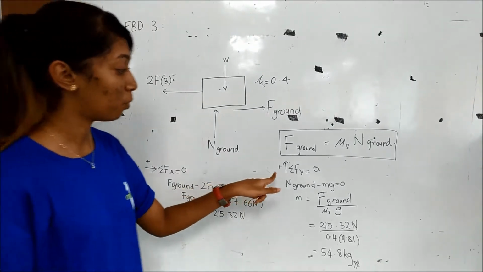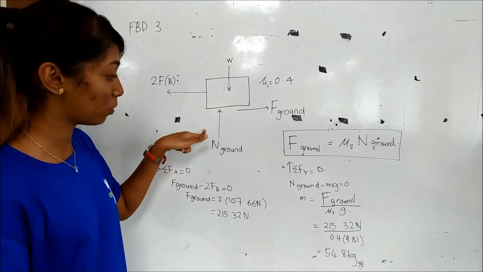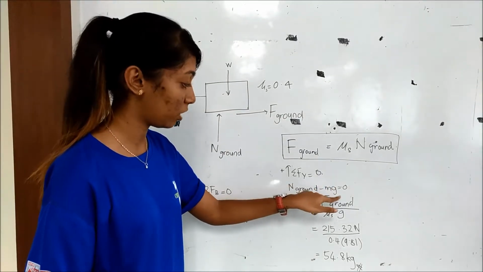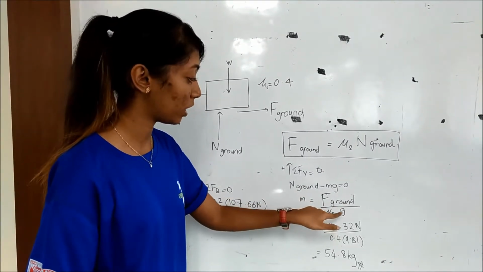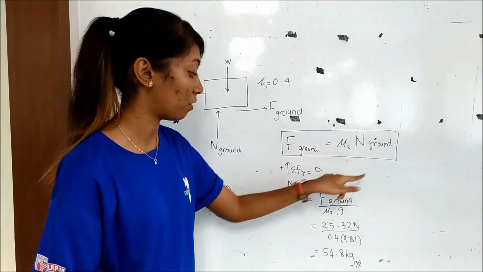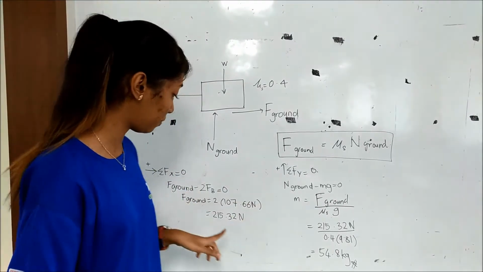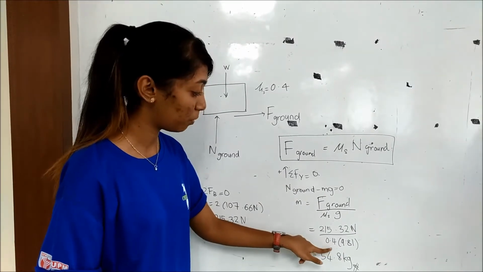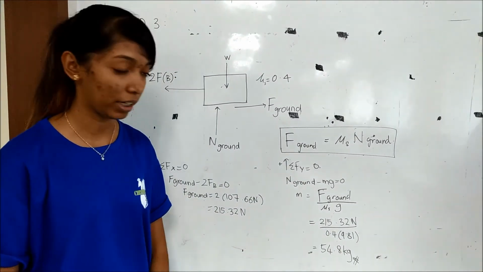Then for Fy, we have N ground acting upwards and W acting downwards. So we'll have N ground minus W minus mg equals 0. Mg, when you solve it, you'll get F ground over μ times the gravity. As we know, F ground is equal to μ times N ground. And then we can substitute the value of F ground from this, which is 215.32 divided by 0.4, the μ, times 9.81. And then you will finally get the mass, which is 54.8 kgs.